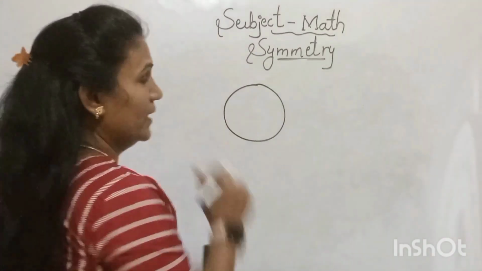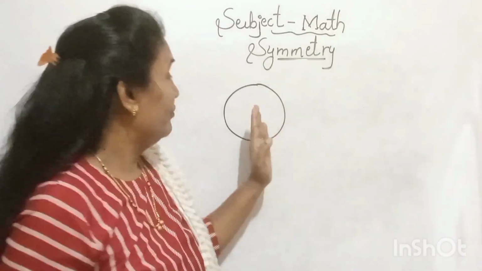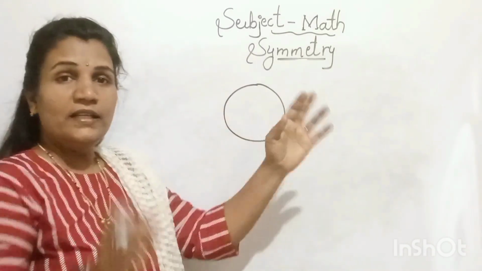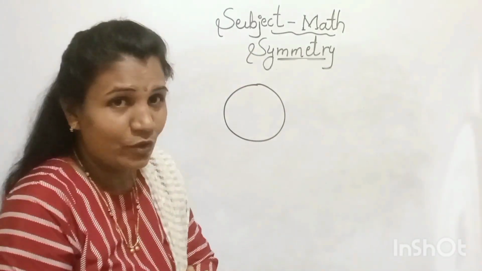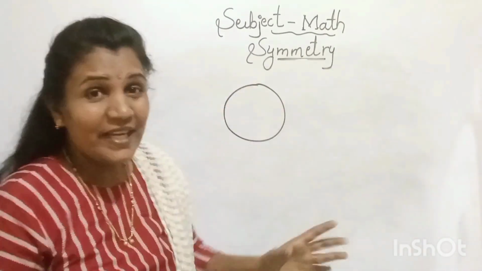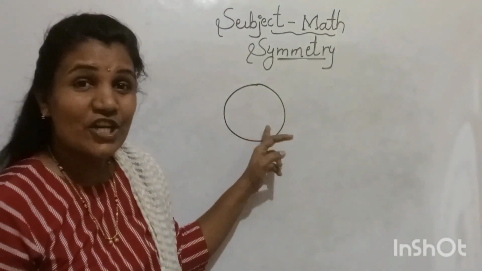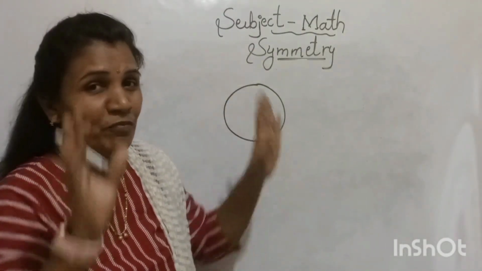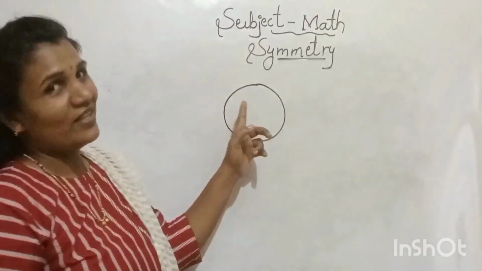Circle. If I see this object, the circle, it is at the same distance from the center in all sides. Then we will get an infinite number of rotational symmetries on this shaped circle. On the same line, we will get an infinite number of lines of symmetry also on this circle.